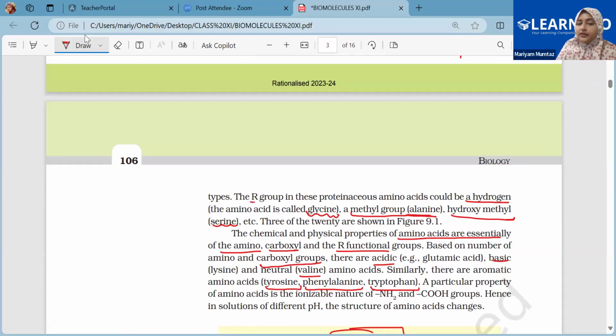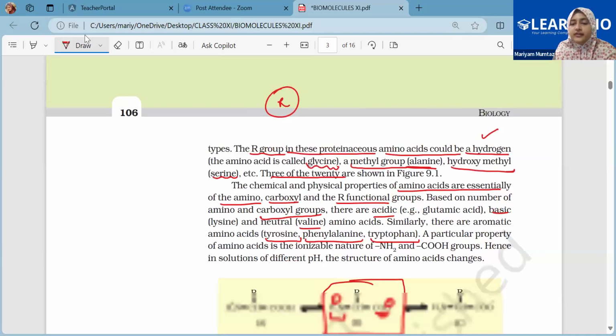Now, the R group or the variable group in these proteinaceous amino acids could be a hydrogen. If the R group is a hydrogen, then that amino acid is glycine. If it is a methyl group, then that is alanine. If it is hydroxyl methyl, then that is serine. So three of the 20 are shown in figure 9.1.